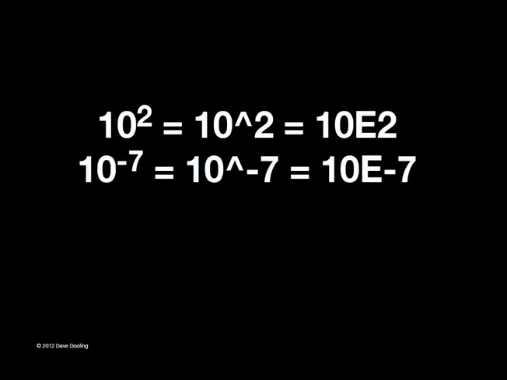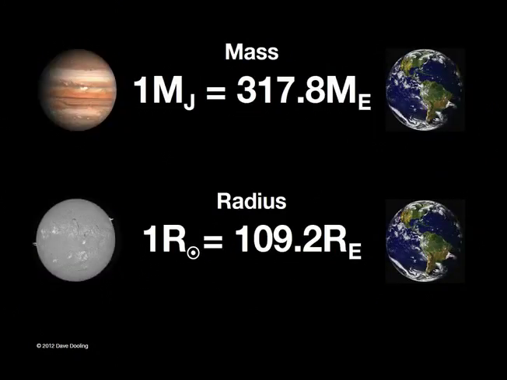In your homework assignments, if you don't want to do superscripts, feel free to write it as 10 with a caret sign 2, or 10e2 for 10 squared, or the same with negative numbers: 10 with a caret sign minus 7, or 10e minus 7. Just use it consistently so I can understand what your answer is supposed to be.